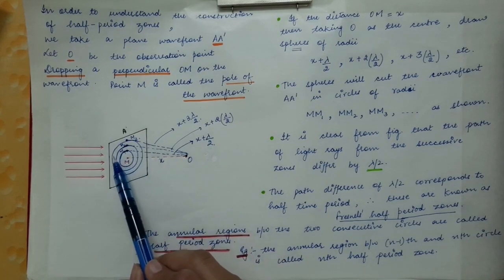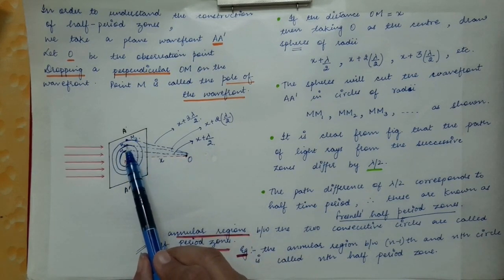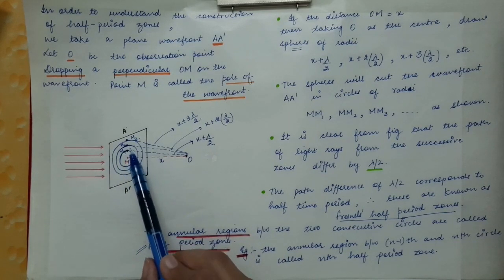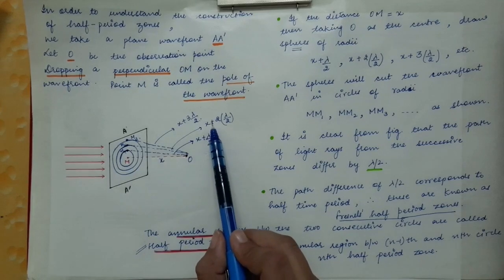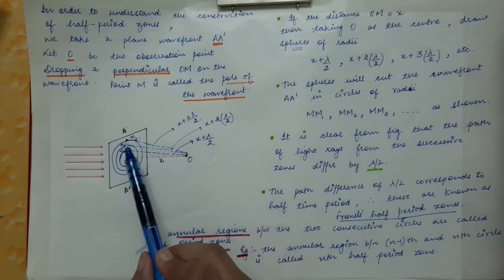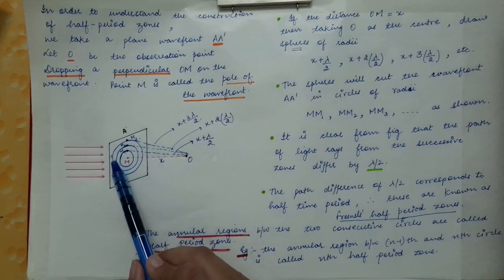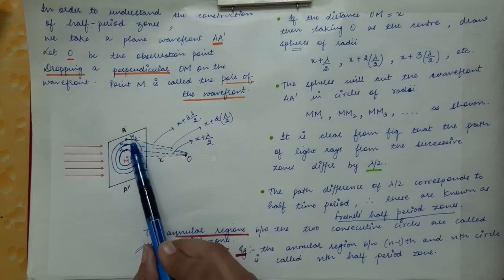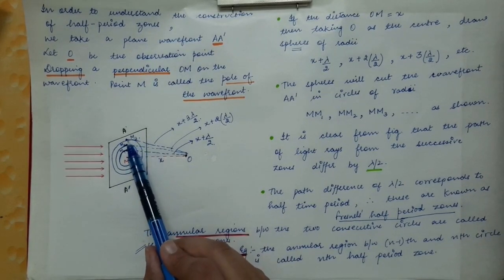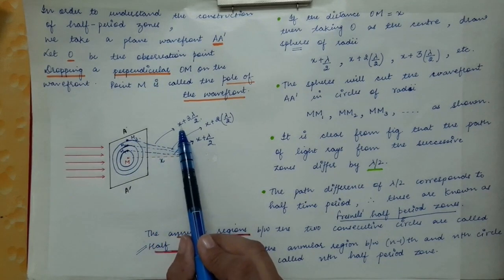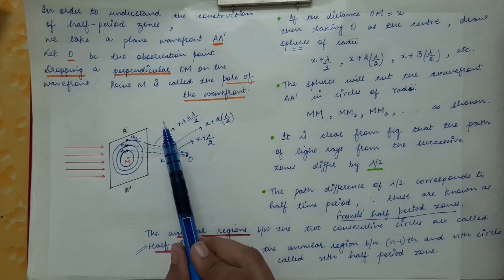Then the waves coming from the circumference of the second circle will travel a path of x plus 2 lambda by 2. Similarly, the waves originating from the circumference of the third circle will travel a path of x plus 3 lambda by 2, and so on.